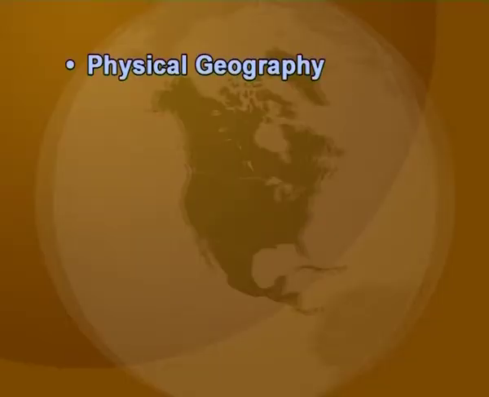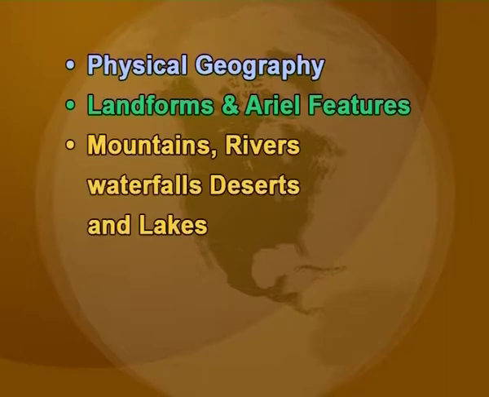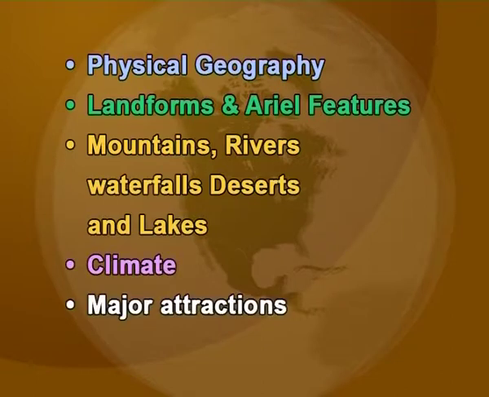This session is divided into 5 major points which are physical geography, landforms and aerial features, mountains, rivers, waterfalls, deserts and lakes, climate and major attractions. While geographically North America includes Mexico, the general perception of many North Americans is that the name refers to the United States and Canada only.